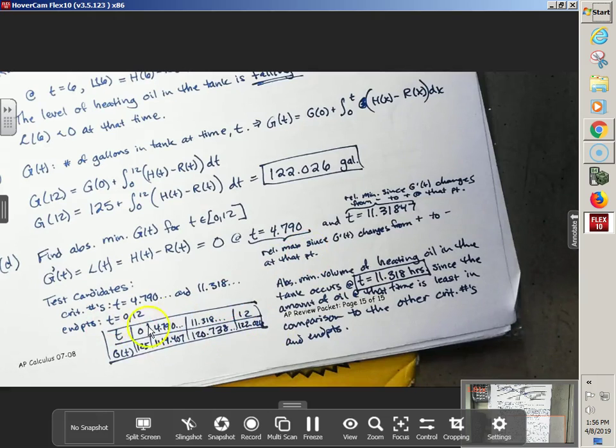Throw into your table the endpoints and the critical numbers. Find the lowest one, that's the absolute min, or find the highest one, that would be the absolute max. I'll just give you justification in between. Is there anything else where you're like, I didn't know what you were doing or why?